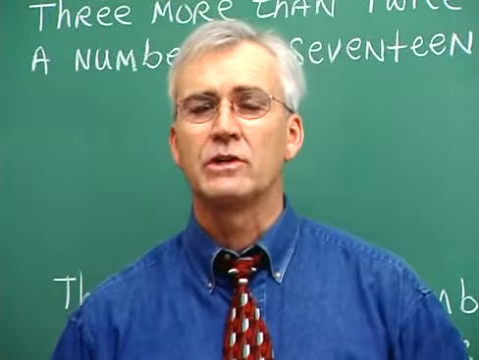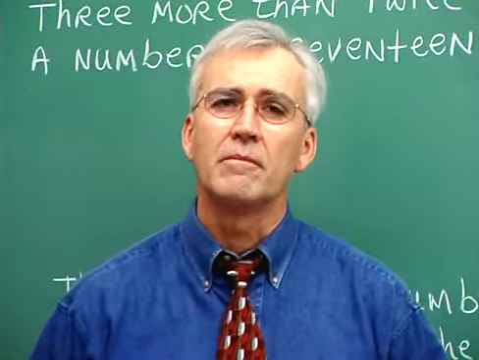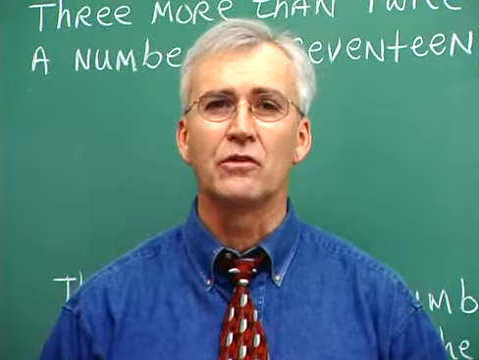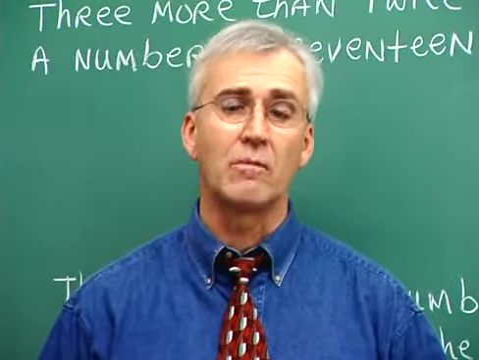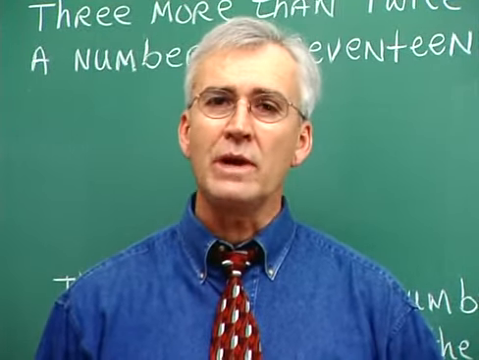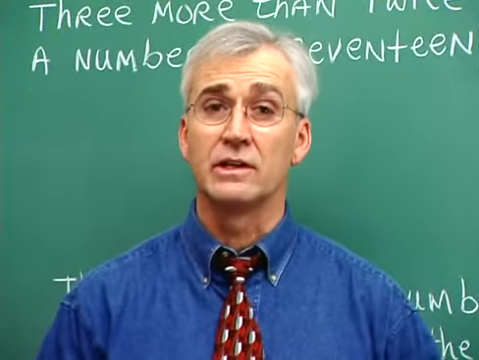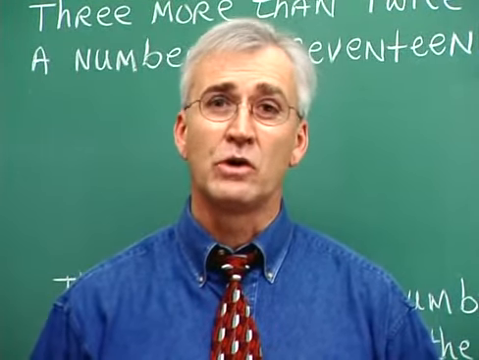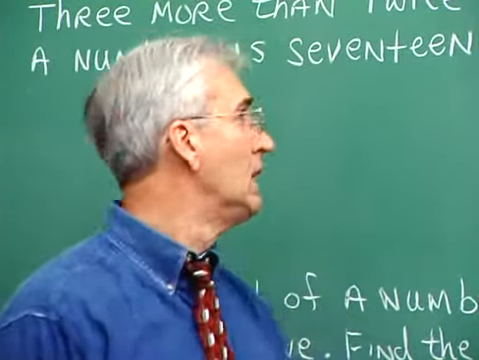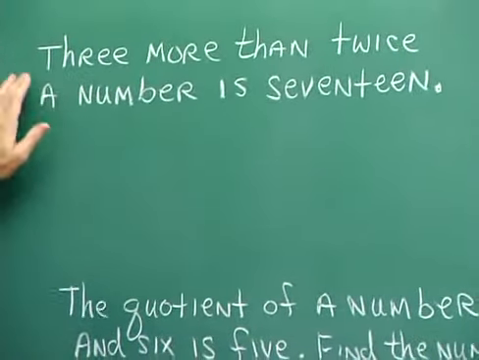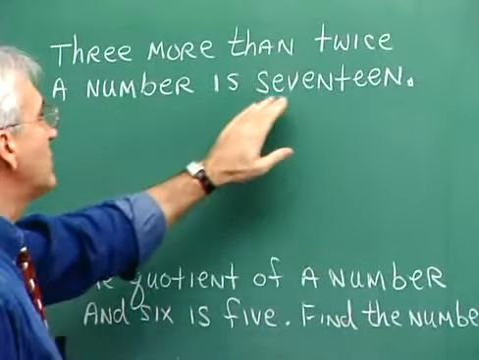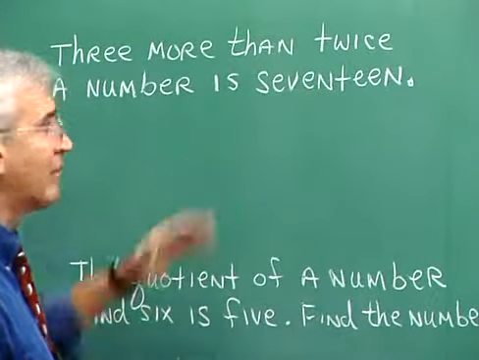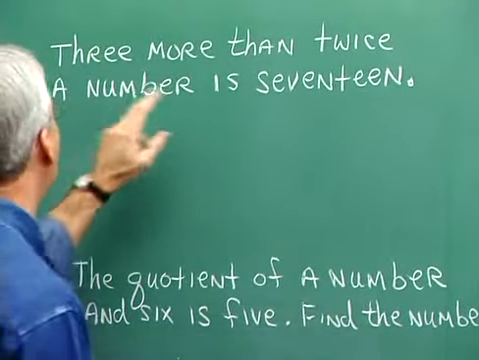In the last section, we talked about interpreting English phrases into mathematical phrases, which are mathematical expressions. Well, we can take complete English sentences and translate them into mathematical sentences, which are equations. Let's do that. This says 3 more than twice a number is 17, and we want to find the number. 3 more than twice a number is.